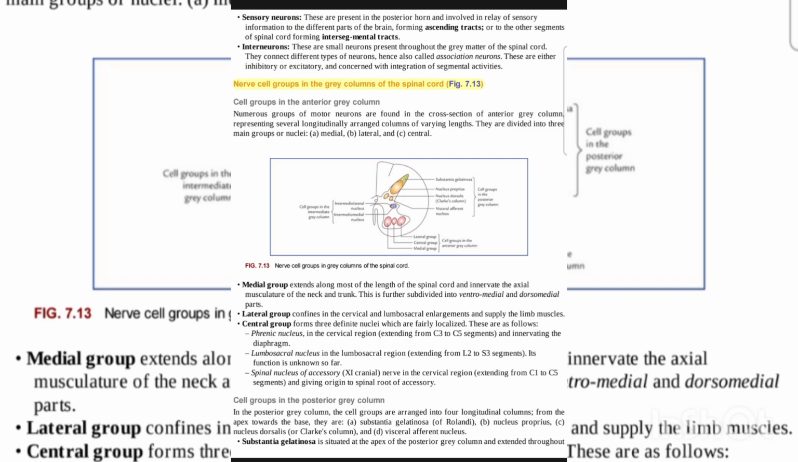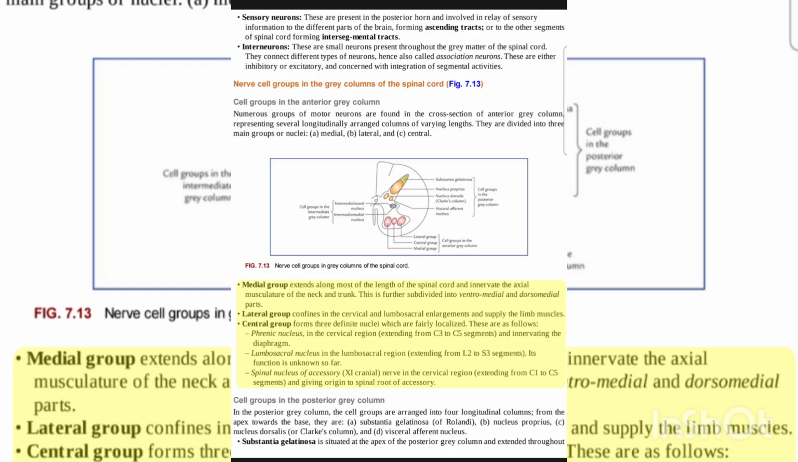Nerve cell groups in the gray columns of the spinal cord, Fig. 7.13. Cell groups in the anterior gray column. Numerous groups of motor neurons are found in the cross-section of the anterior gray column, representing several longitudinally arranged columns of varying length. They are divided into three main groups or nuclei: A. Medial, B. Lateral, and C. Central. The medial group extends along most of the length of the spinal cord and innervates the axial musculature of the neck and trunk. This is subdivided into ventromedial and dorsomedial parts. The lateral group is confined to the cervical and lumbosacral enlargements and supplies the limb muscles.